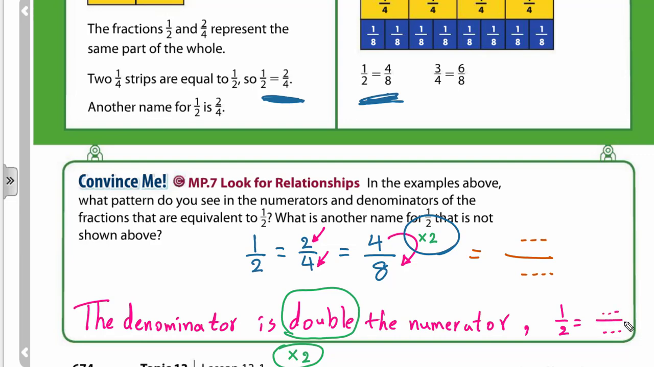Okay, Jafar. 8 sixths, and 11. 8 over 11. Why?